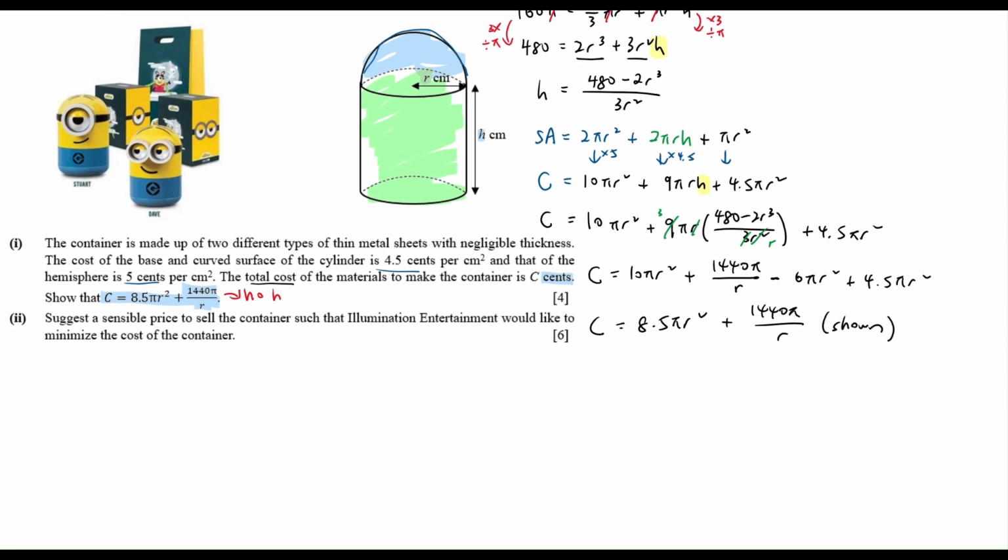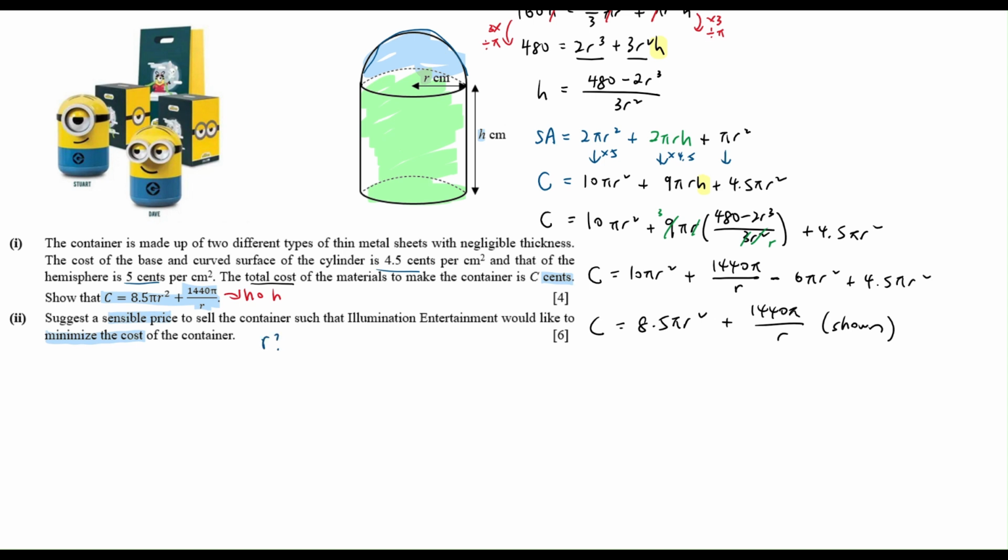For part 2, we are asked to suggest a sensible price of the container, which seems like an open-ended question, if the company would like to minimize the cost of the container. Now, minimizing the cost of the container is actually a keyword for us to do differentiation, because in differentiation, we find a stationary value, one possibility of which is a minimum value. To suggest a price, we need to know the cost of the material, which consists of the unknown R. In other words, the question is asking us to find the value of R.